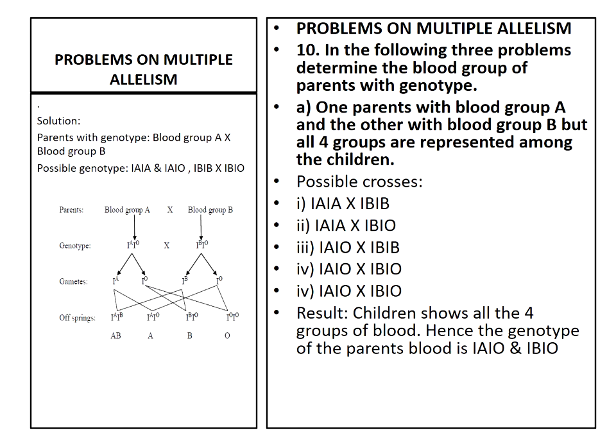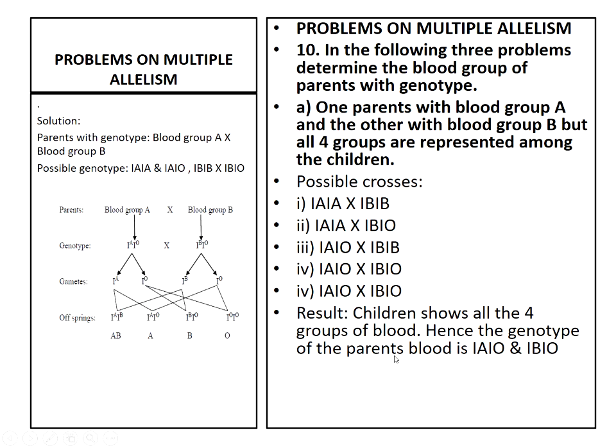Now let us check one by one. First, let us check the fourth one, that is IAIO crossed with IBIO, blood group A crossed with blood group B. The gametes are IA, IO and IB, IO, and the offsprings are IAIB, IAIO, IBIO and also IOIO. By this, the fourth cross gives all four groups among the children: AB group, A group, B group and also O blood group. So the result is that the children show all four blood groups, and the genotype of the parents is IAIO and IBIO.